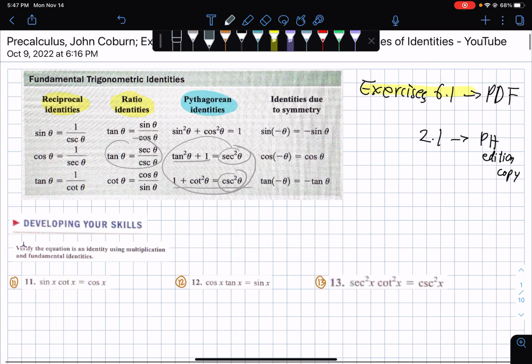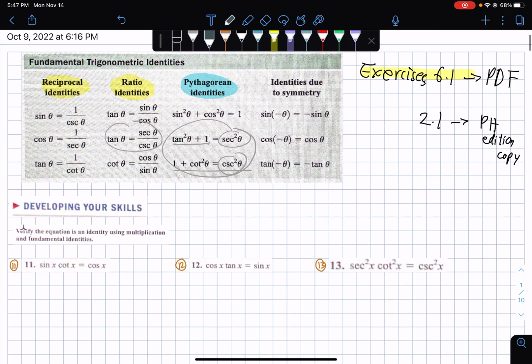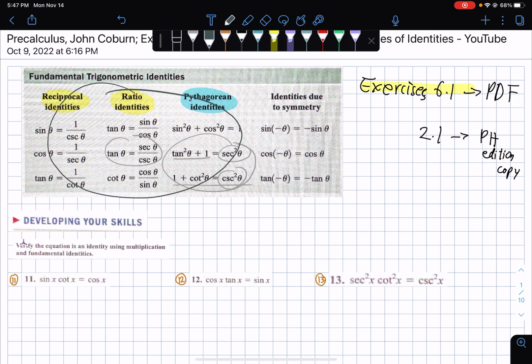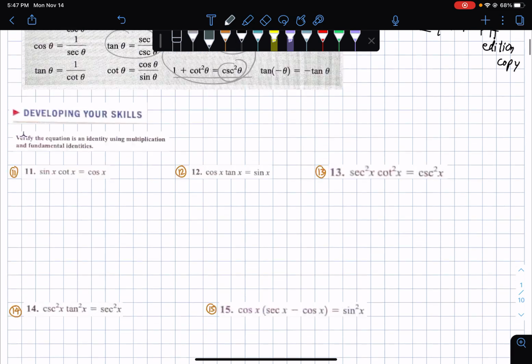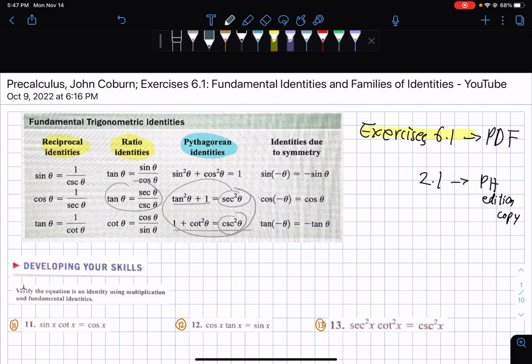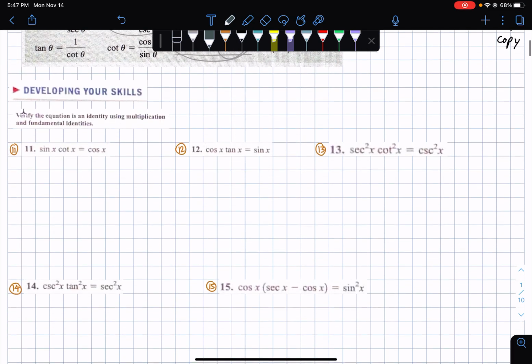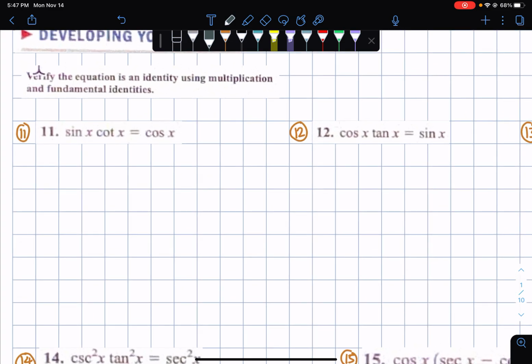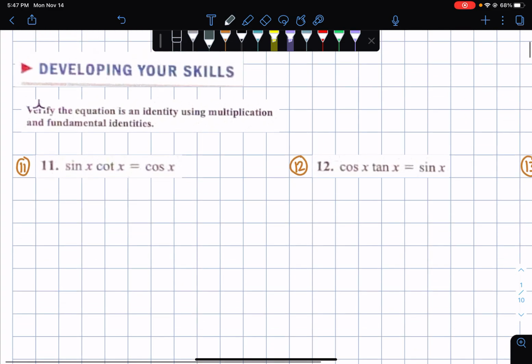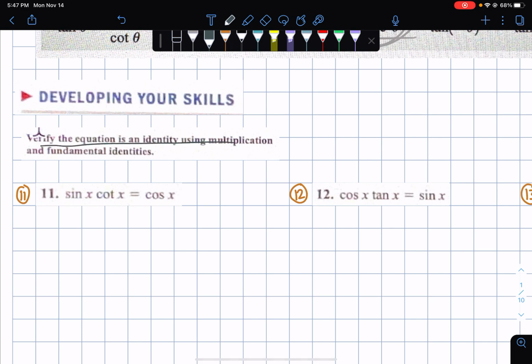So yeah, that's it. I won't be discussing this anymore. We didn't really use much of it in our class. So I think these matter a lot more, or at least they're more relevant to what we're supposed to do in this exercise. So this is exercise 6.1. Let's start. For number 11, by the way, I'll just read the instructions briefly.